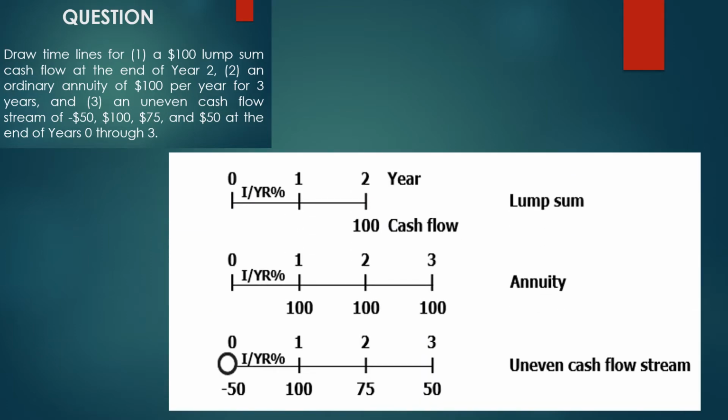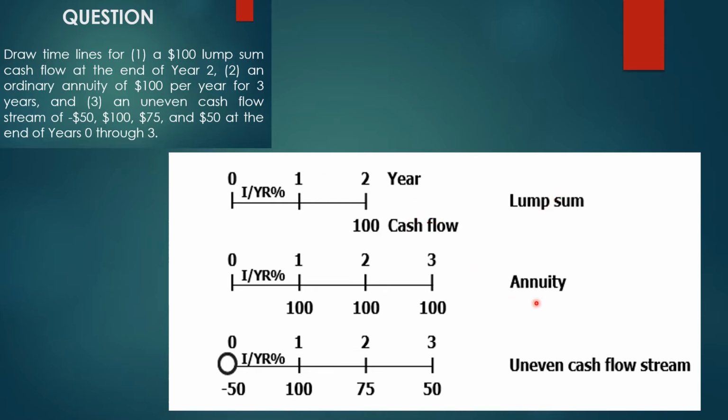So we have here at the bottom the timeline. For the first, it is a lump sum cash flow at the end of year 2. As we can see here, in year 0 there is no inflow, as well as in the first year, but at the end of the second year, there is a 100 cash inflow. So this is a lump sum.